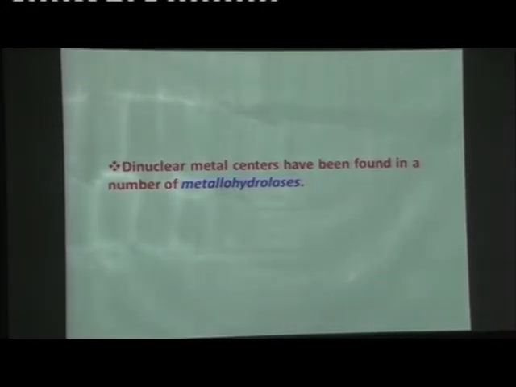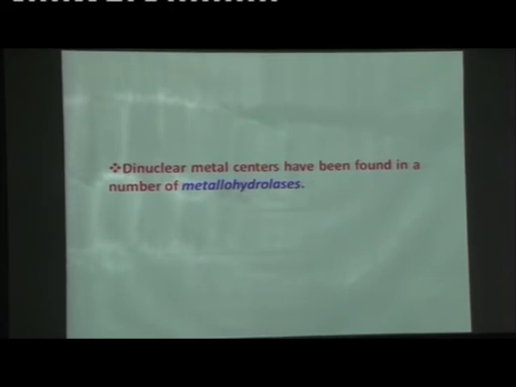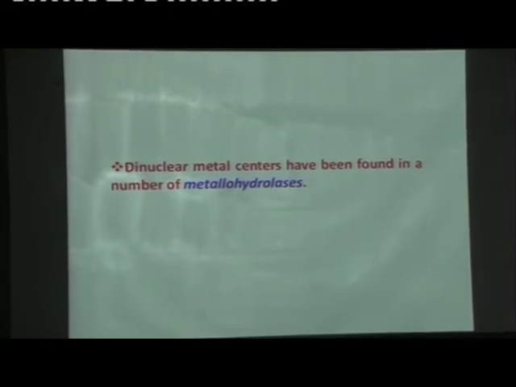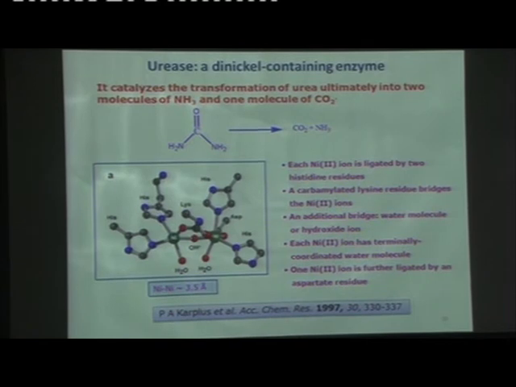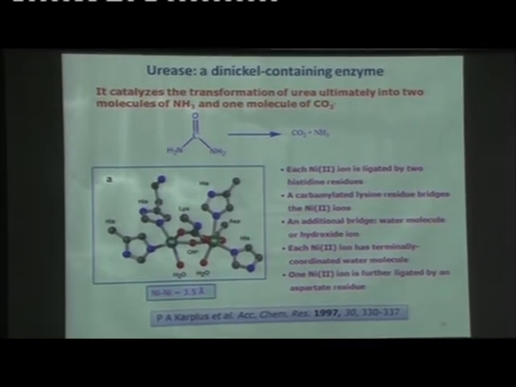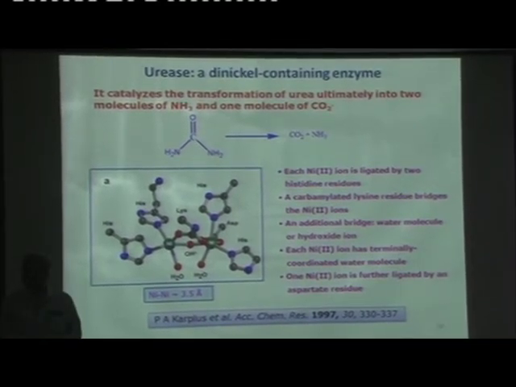I'll show you some dinuclear centers, the dinuclear metallohydrolases. You check urease. You know this is the first enzyme to be crystallized, in 1932. The structure was analyzed much later, and the structure came in 1997, but before that also. What is the reaction? You have urea and generate CO2 and ammonia. There the bond breaks.